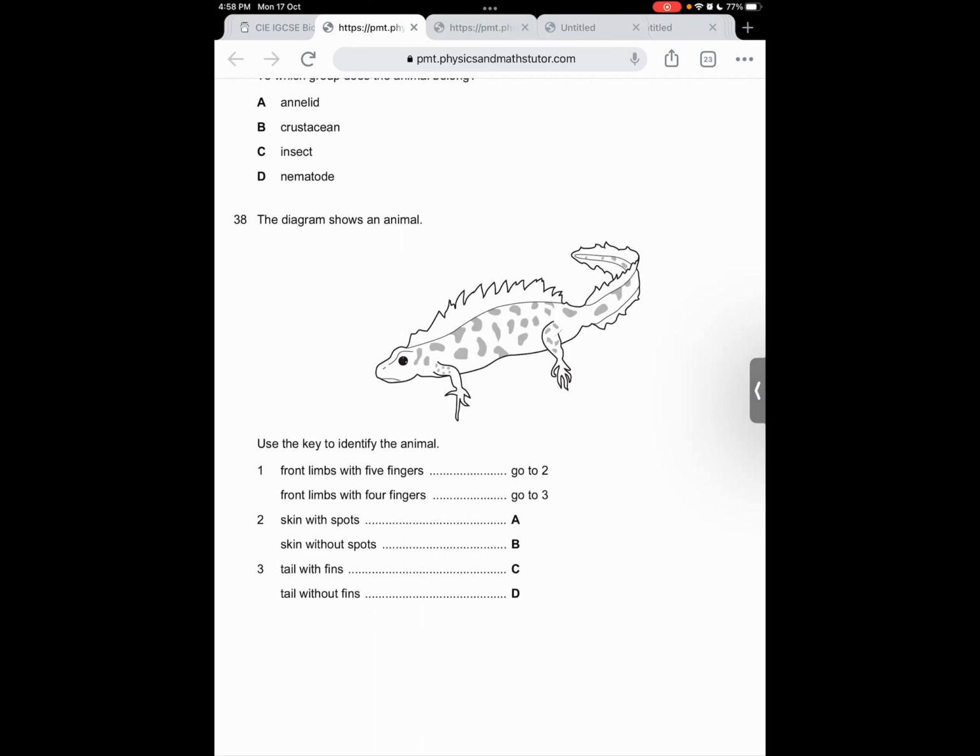So go to 3. Oh yeah, Miss, the tail has something weird, what we can see there. I think these will be fins.